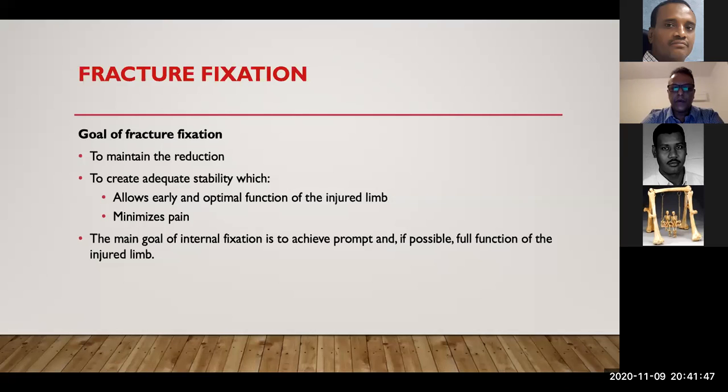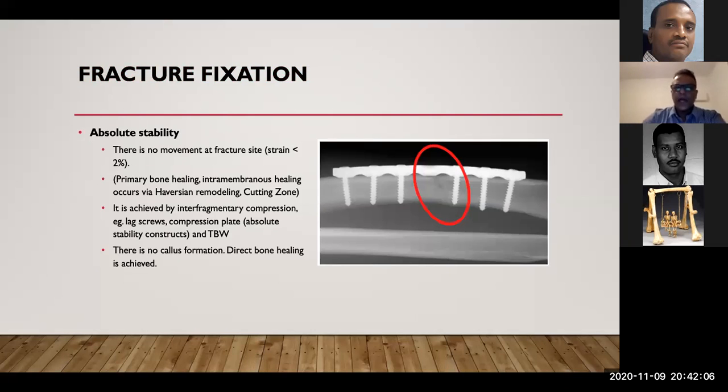The main goal of internal fixation is to achieve prompt and, if possible, full function of the injured limb. So basically if we can have a fixation and the patient can be mobilized straight away after that, that's our first aim, but this is not always possible. And to achieve this, there are two ways of fixation.